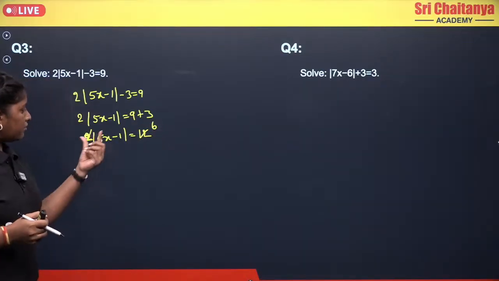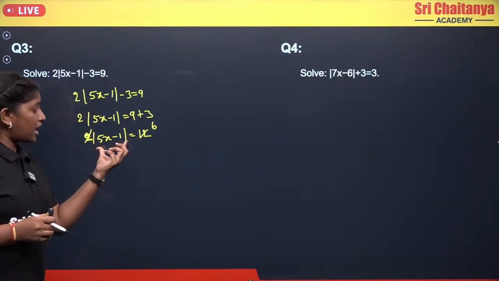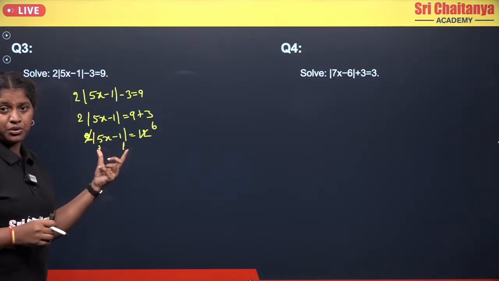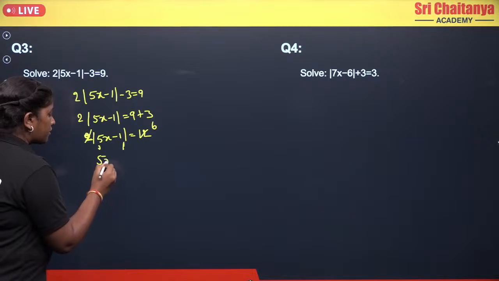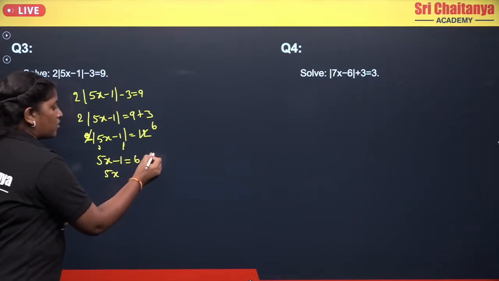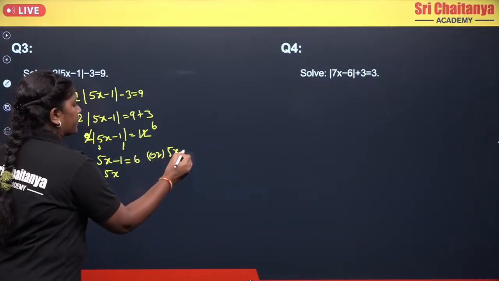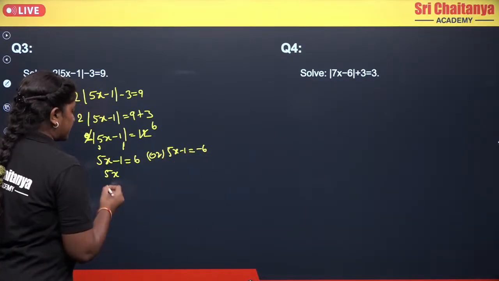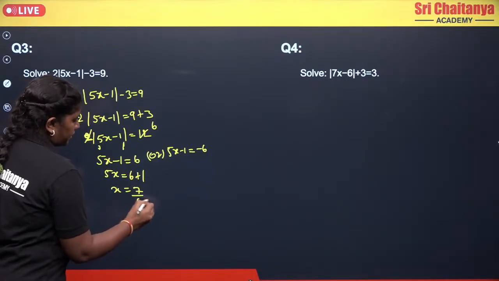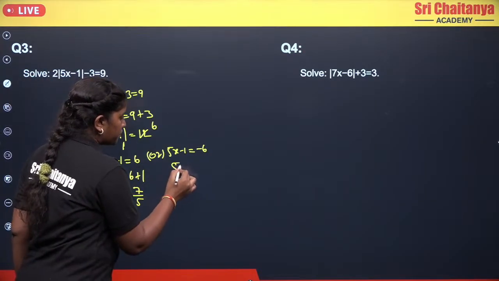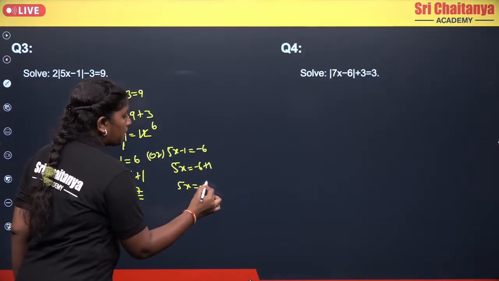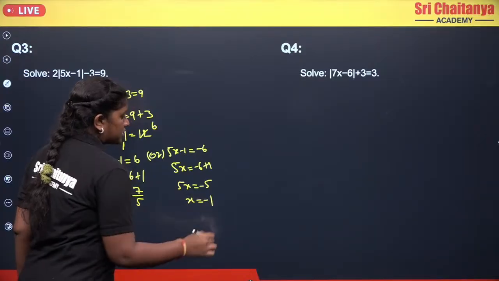Okay. So whatever we are having inside this modulus, we are going to consider as the absolute value. So now here it will become 5x minus 1 equals 6, or you can take 5x minus 1 equals minus 6. So you will get 6 plus 1, so x will be equal to 7 by 5. Now moving to the next, it will be 5x equals minus 6 plus 1. So 5x equals minus 5, x equals minus 1.